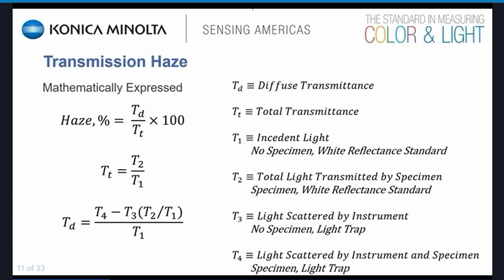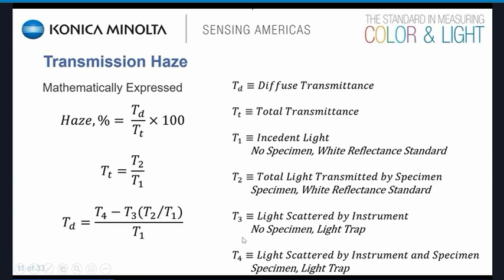and is a ratio of the incident light to the total transmitted light, as shown here. So the total transmittance is T2 over T1. And then the diffuse transmittance is the light that is scattered away from the incident angle. And this is calculated as a ratio of the light scattered by the specimen, which is this entire term here, and to the incident light.